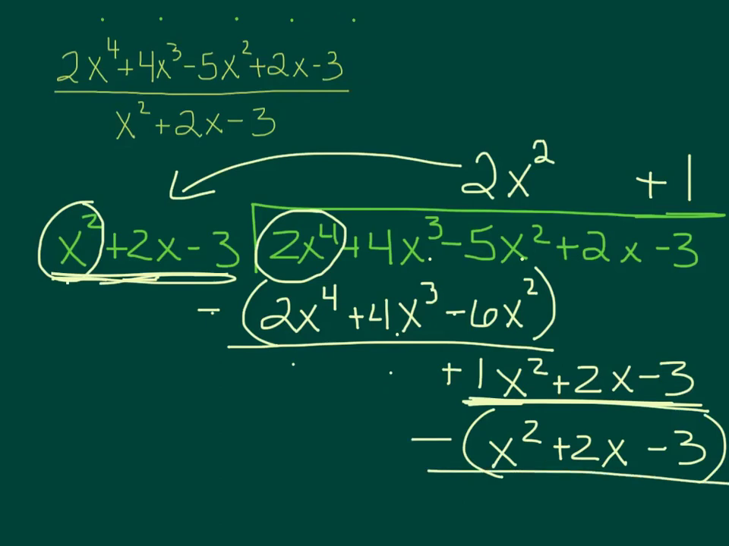So 1x squared minus x squared is nothing. 2x minus 2x is nothing. Negative 3 minus negative 3, so negative 3 plus 3 is nothing. No remainder, which is great. So our final answer is 2x squared plus 1.